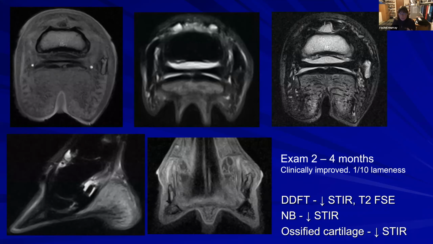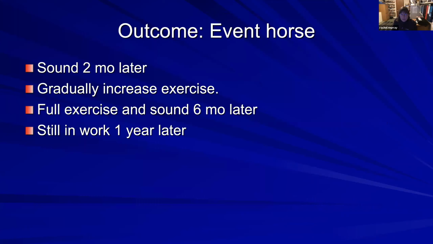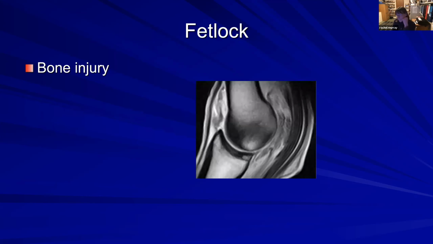So we were confident to say, well, I think we'll put this horse back into exercise. So the horse was gradually increasing exercise at this point. It was sound 2 months later with gradually increasing exercise, and was in full exercise and sound 6 months later, and went back to eventing, still being in work a year later. Whereas I will often see horses that at that stage still have significant deep digital flexor tendon injuries, and I would be much less confident about putting those back into exercise at that point.